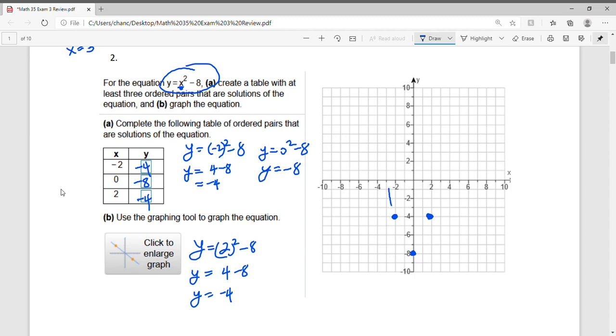And this does give us the graph of a parabola. And it should face up because the leading coefficient here is a positive 1. So we know this is a parabola that faces up.